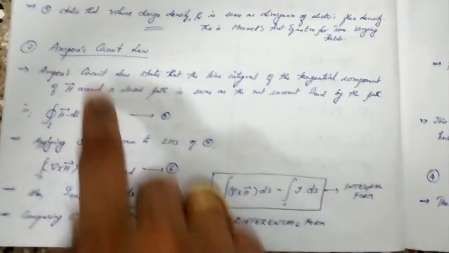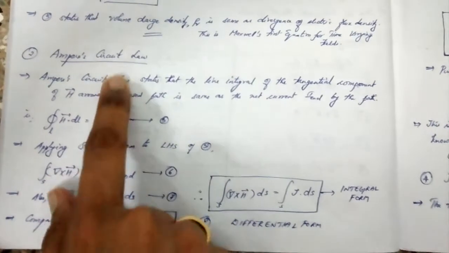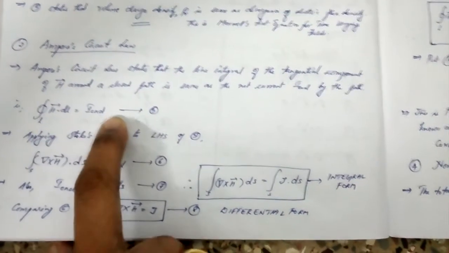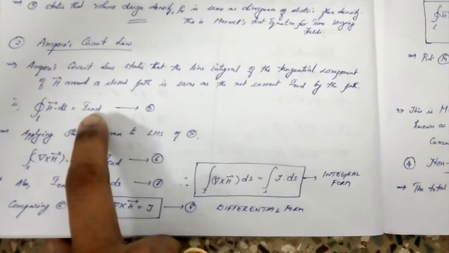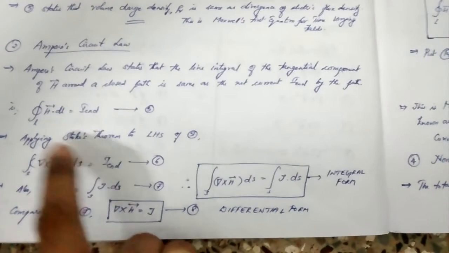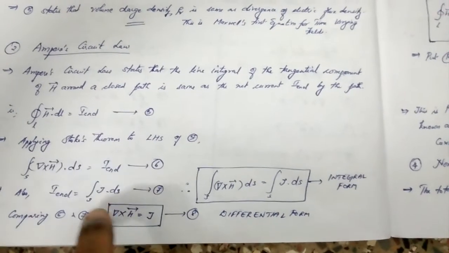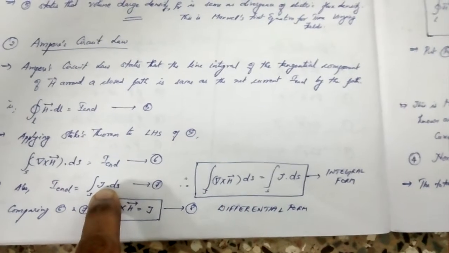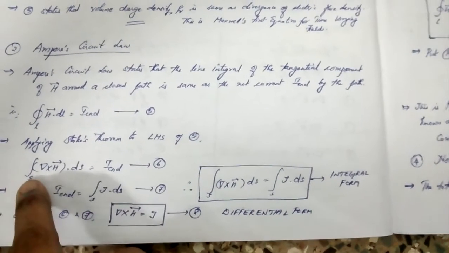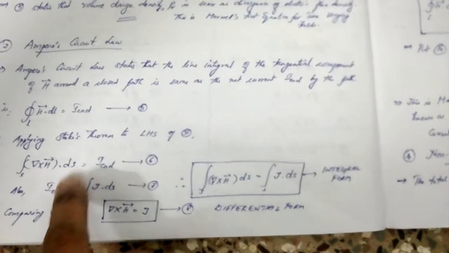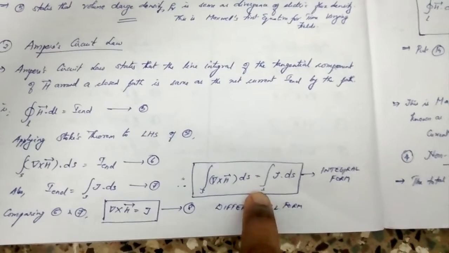Coming to the second equation, it is based on Ampere's circuit law. We know that the closed loop integral, line integral H dot dl is equal to I enclosed. But what is I enclosed? It is surface integral J dot dS. Okay, so line integral H dot dl is equal to surface integral J dot dS. Then applying Stokes theorem to the LHS, you can write it as surface integral del cross H dot dS is equal to surface integral J dot dS.